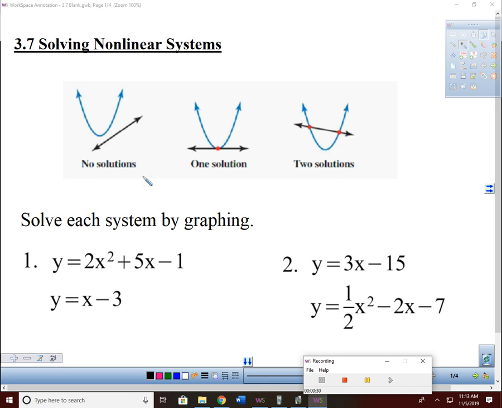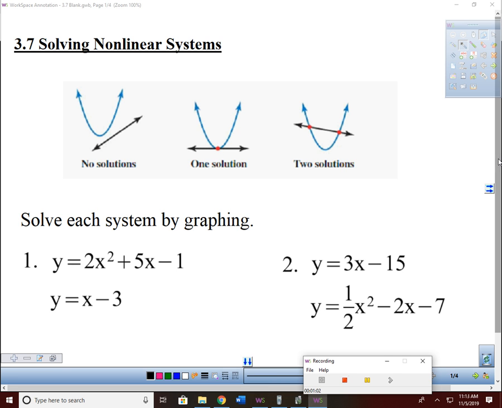What you are trying to find is the points where they intersect. So if I have a line here and a parabola here and they don't intersect or touch at all, then I don't have a solution. If they intersect at exactly one point, then I have one solution. And if they intersect two times, then I have two solutions. So my solution is wherever they cross. So it would be this point right here, this point right here, this point right here.